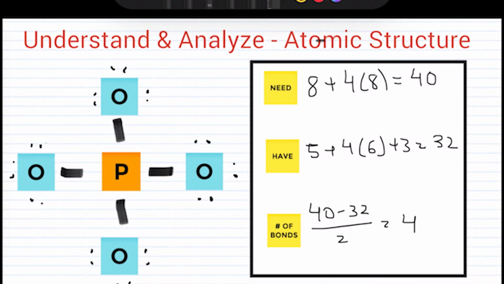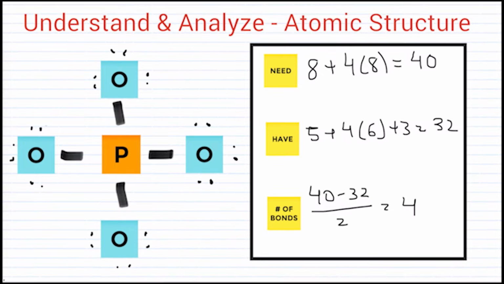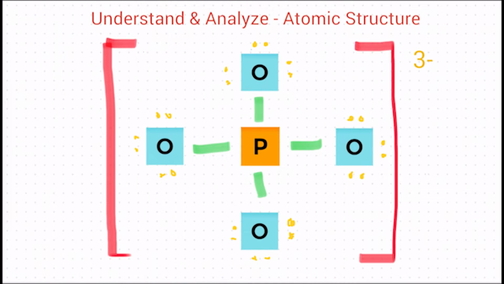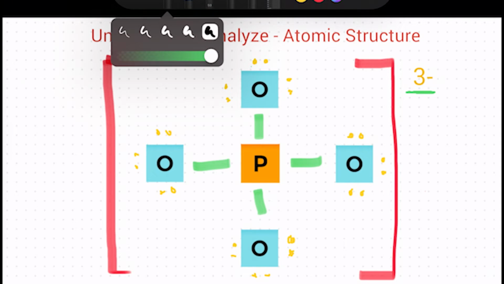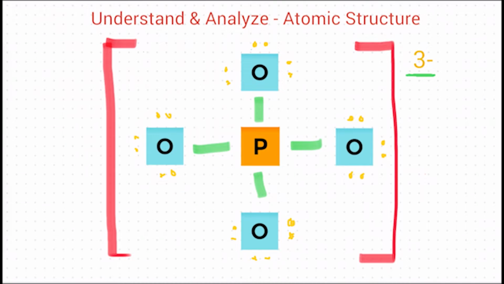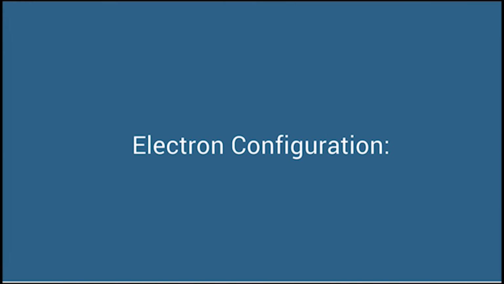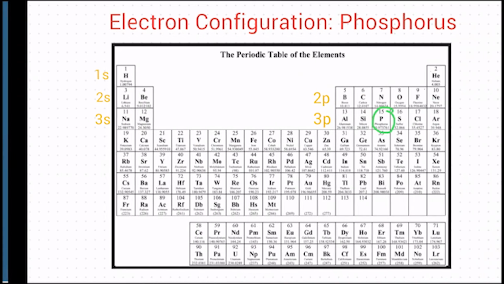Next, we will look at our finalized Lewis dot diagram. It is pretty much identical to the previous, the only change being the addition of the overall charge of -3, as this is a radical. Our next step is to understand the electron configuration for the central atom, phosphorus, using our periodic table method.